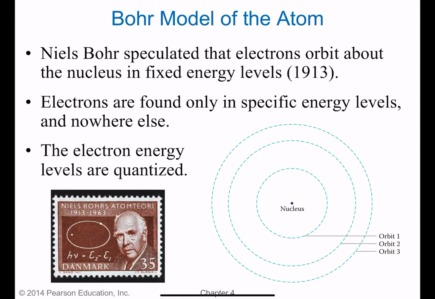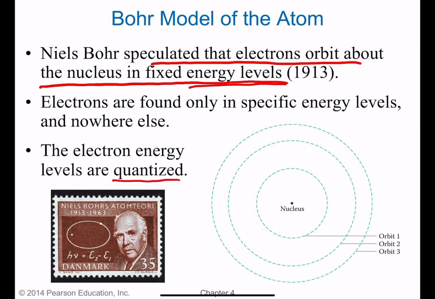Now, the new model of the atom for this week is the Bohr model of the atom. So he speculated that the electrons orbit around the nucleus in fixed energy levels. So we call that pretty much being quantized, and we're going to go into detail next week on what we mean by quantized. But the point is the electrons are only found in specific levels and nowhere else.